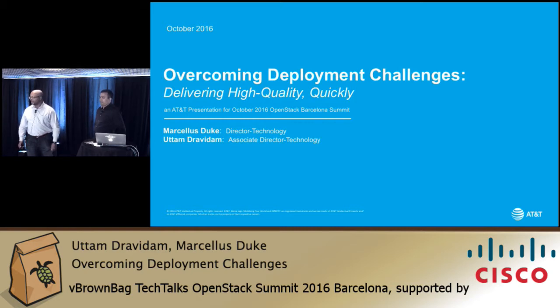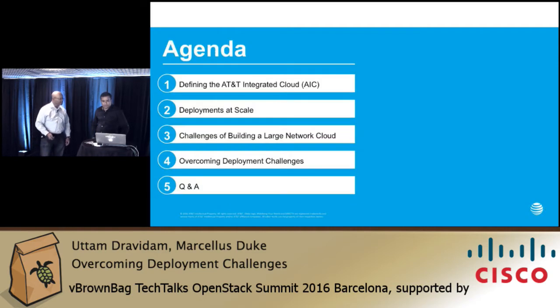And what we're here to talk about today is overcoming deployment challenges as it specifically relates to cloud. And how do we do that and deliver high quality quickly? That is the subject of our message today. What we'll do is we'll spend a little bit of time talking about what is cloud at AT&T. We'll talk about deploying cloud at large scale. Then we'll get into the challenges and some of the tactics that we use to overcome those challenges.